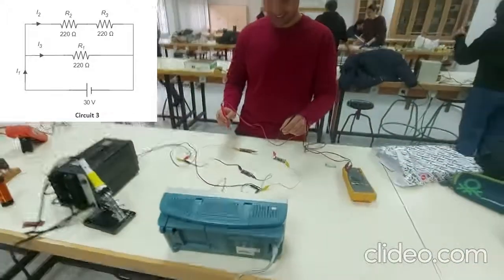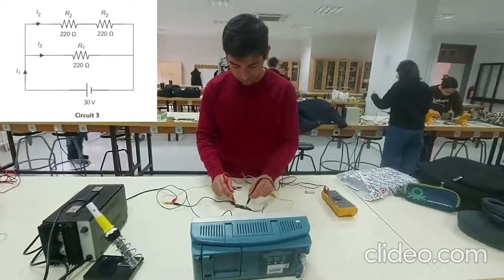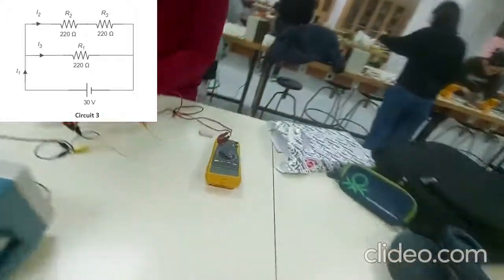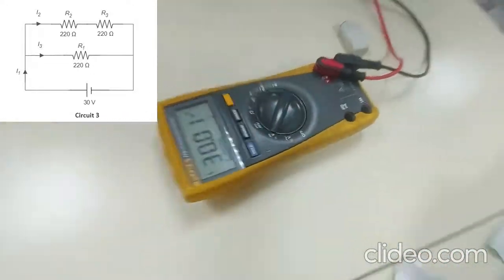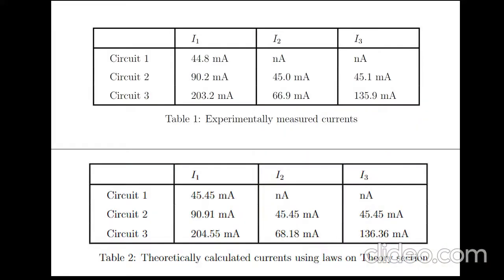After the measurements, I will be calculating the theoretically expected results using Kirchhoff's laws and Ohm's law. I will compare the theoretical and experimental results. The experimental measurements of the currents are rather close with the theoretically expected results. The experimental measurements also allow us to observe Kirchhoff's junction law, since in circuit 2 and circuit 3, the sum of current 2 and current 3 should be equal to current 1.